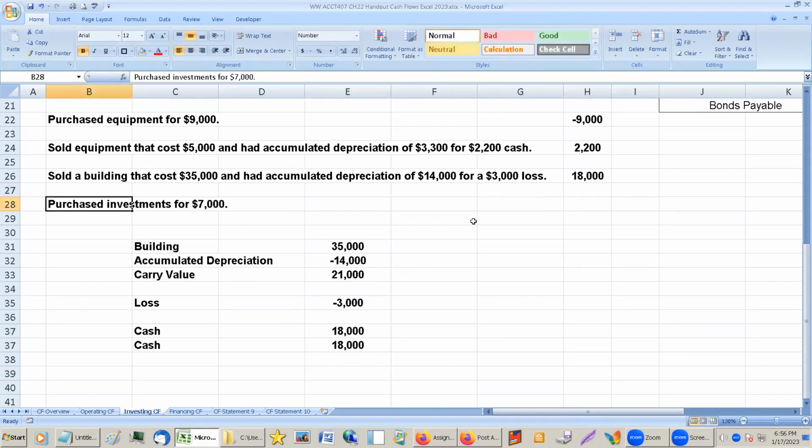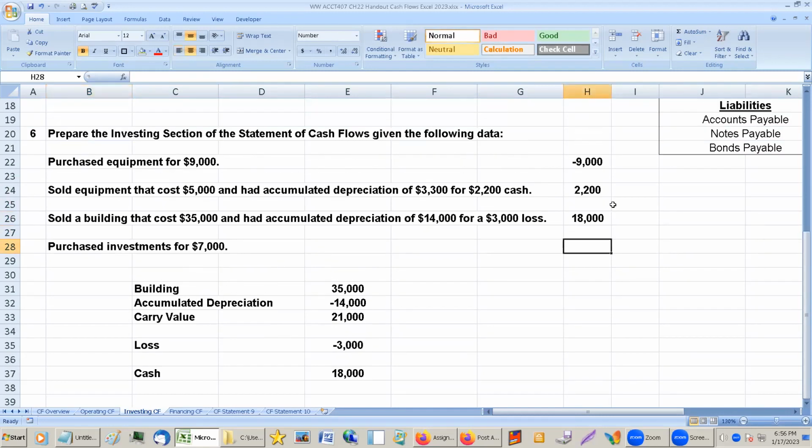Purchased investments. So it'd be negative. Yeah.